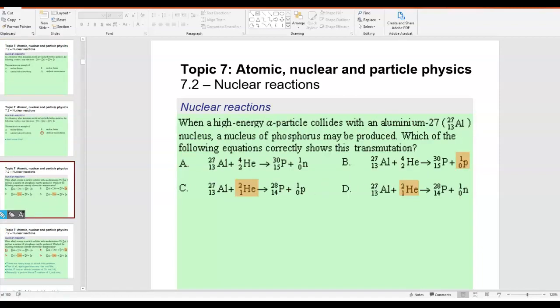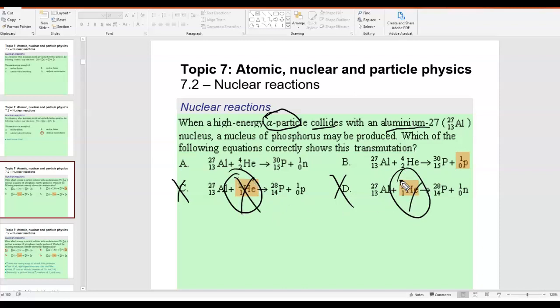Now, if you use process of elimination, which is great for multiple choice questions, you can eliminate some answer choices right away. For example, they tell you that there is an alpha particle colliding with the aluminum. Okay, that means one of the reactants should be an alpha particle. Helium has an atomic number of 2, not 1. Atomic number of 1 would be hydrogen. So you can eliminate C and D right away because that's not even right for helium. Okay, that's out and that's out.